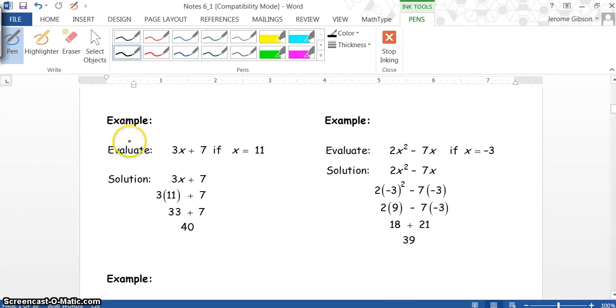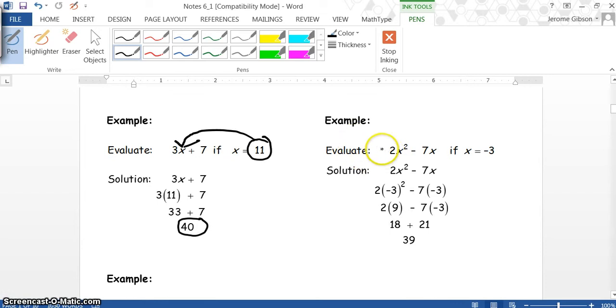Now we have some examples here. It says evaluate 3x plus 7 if x equals 11. So that means we must take this 11 and substitute it in for x. So we will replace x with 11. So this 3x will become 3 times 11, because this is 3 times x plus 7. 3 times 11, we know we do multiplication before addition. That will give us 33 plus 7, or our final answer, which will be 40.